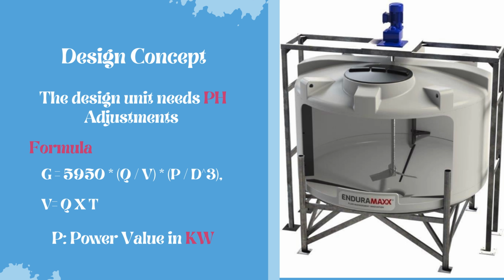Imagine designing a coagulation basin. First, we need to calculate the G value using a special formula. Then estimate the basin volume using the traditional formula. The formula is volume equals time multiplied by the flow. Time, I mean detention time. So don't forget to adjust the pH in your design.